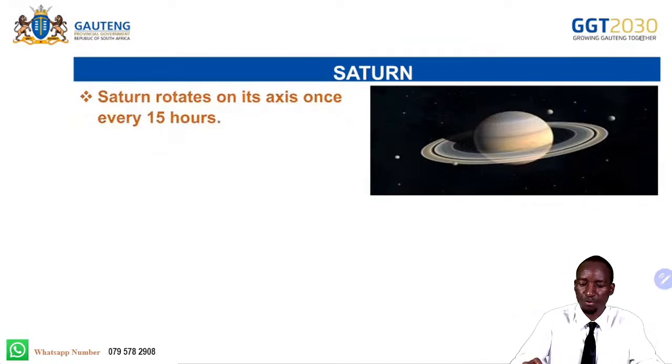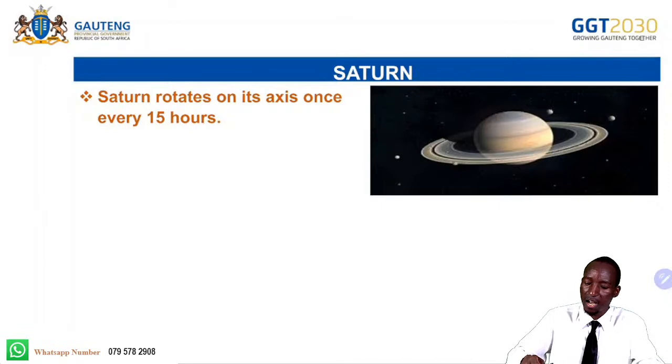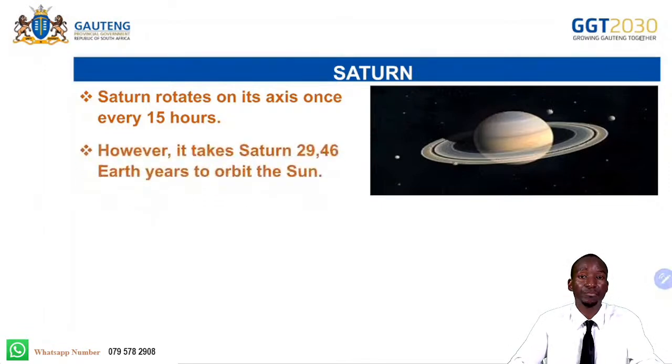If you take a look at that picture there of Saturn, you can see that it has some beautiful rings around it. That's how it is structured. It takes Saturn 29.46 Earth years to orbit the Sun.